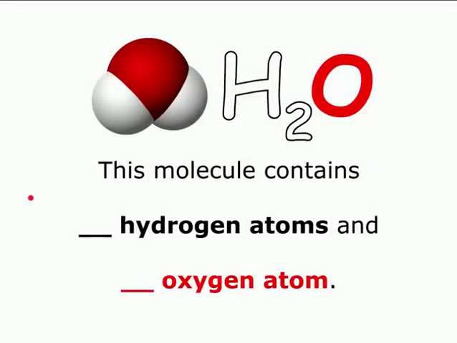All right, let's practice a little bit. So our first example is water, and water's chemical formula is H2O. So this molecule contains how many hydrogen atoms and how many oxygen atoms? All right, if you said 2 hydrogen, you are correct, and 1 oxygen, no subscript, that means only 1. 1 oxygen atom.